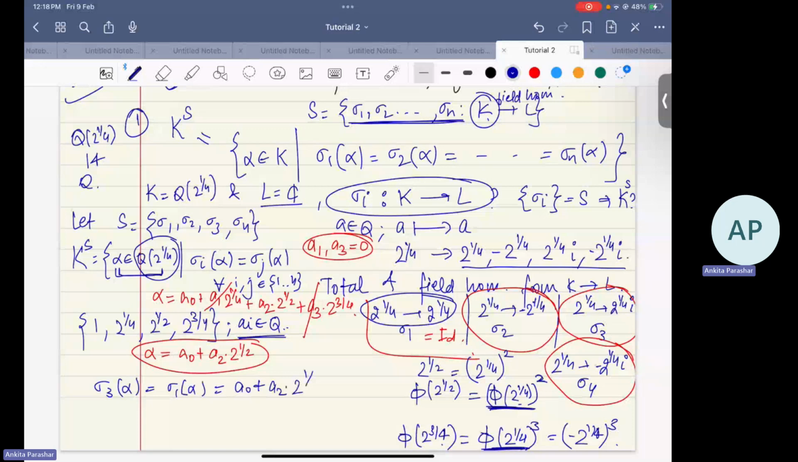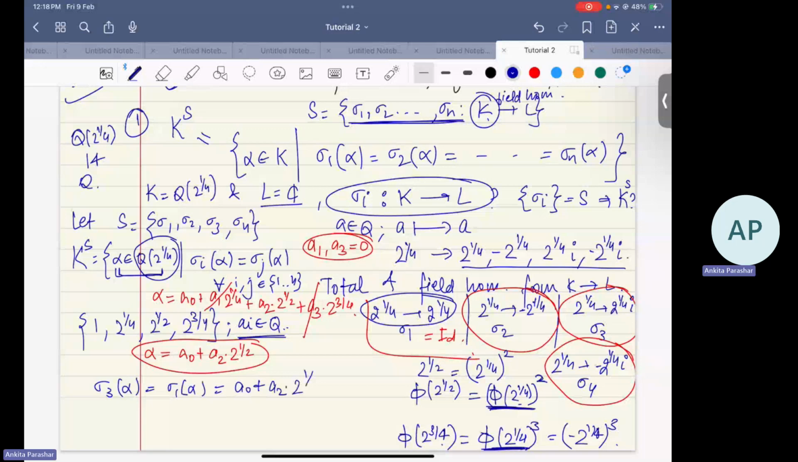Now, can you compare these two things? A0 gets cancelled, A2 gets cancelled, and we are left with twice A1 root 2, twice A3 root 2 root 3. Knowing that this is a linearly independent set, and we are making it equal to 0, so A1 is 0, A3 is 0. Is it okay? Right, A1, A3 is 0.